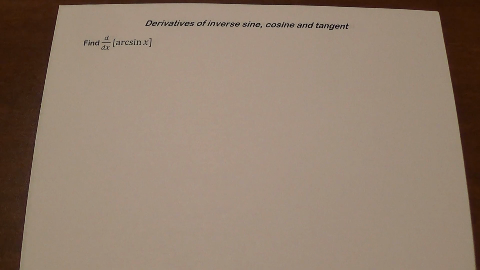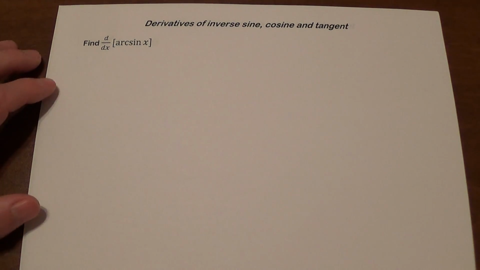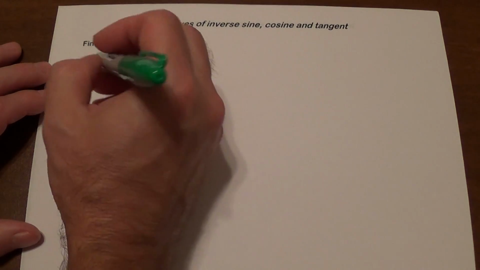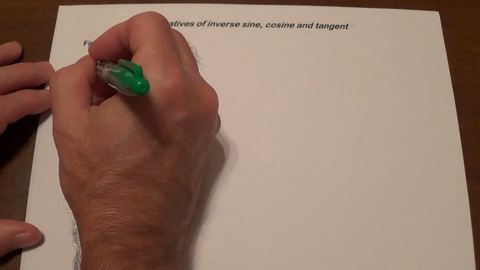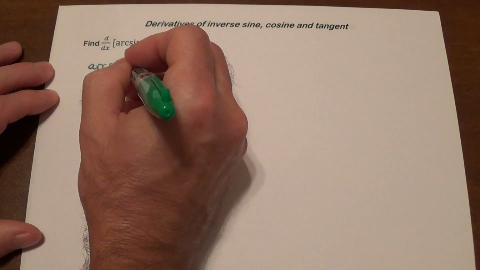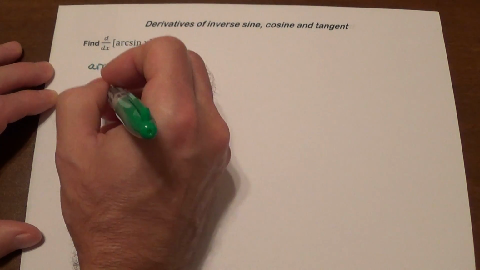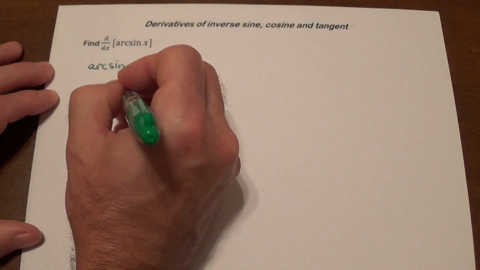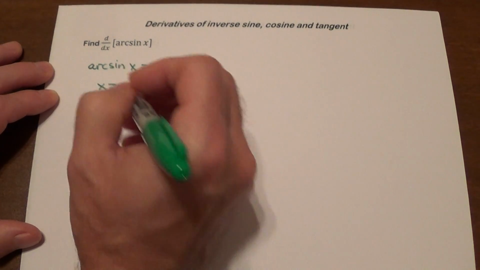Hi, in this lesson we're going to talk about how to find derivatives of inverse sine, inverse cosine, and inverse tangent, which is also known as arcsine, arccosine, arctangent. Let's start with arcsine. So what do we know about that? This is the method we're going to do. If you call arcsine x, y, then you can rewrite x equals sine y.